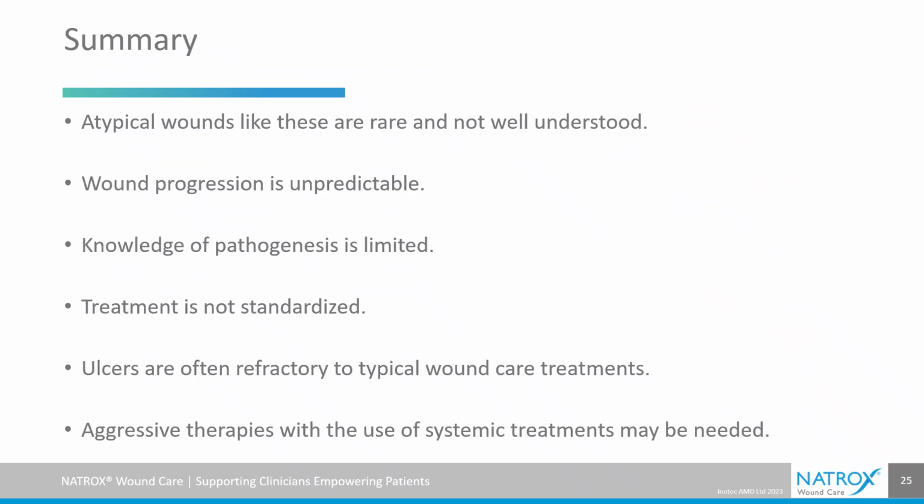In summary, atypical wounds like these are rare and not well understood. Wound progression is unpredictable. Knowledge of pathogenesis is limited, and treatment is not standardized. Ulcers are often refractory to typical wound care treatments. Therefore, in atypical wounds, aggressive therapies with the use of systemic treatments may be needed.